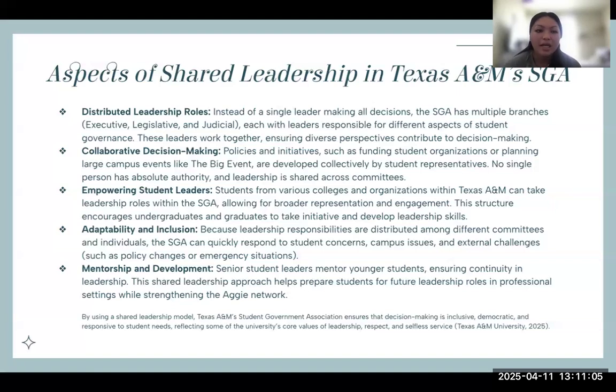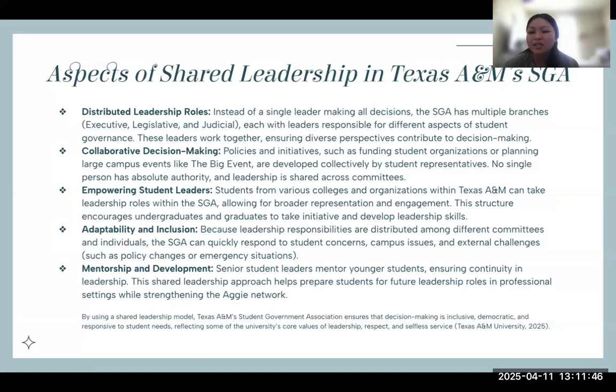For adaptability, since the leadership is spread out among different people and different groups, the SGA can respond quickly to student concerns or urgent campus issues, whether that's policy changes or unexpected challenges. It also promotes inclusion because students from all areas of the university can bring in new ideas and represent their communities. And lastly, one of my favorite parts is mentorship. Older student leaders can mentor new members, teaching them the ropes and helping them grow. This not only builds strong teams, but also prepares students to be leaders even after college.